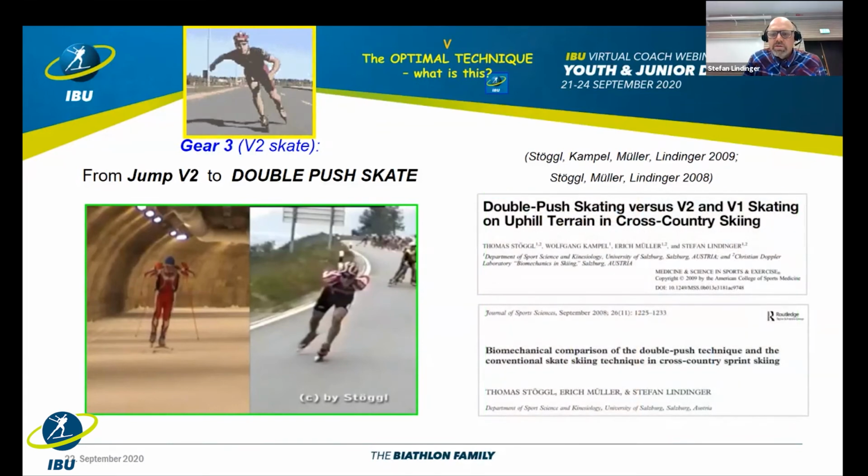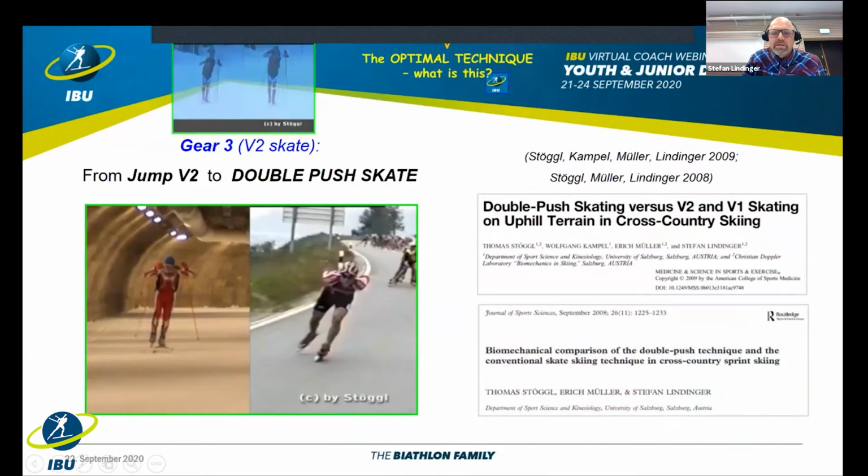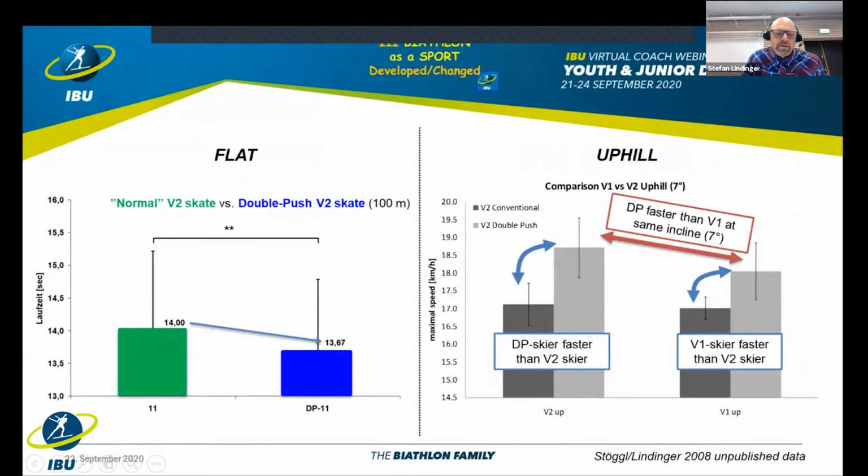It's published also in 2 papers, for whoever is interested in details. And what we find with double push is that in flat terrain, it's far faster over 100 meters compared to normal V2. And on the right side, we see it uphill. It's far faster than conventional V2, and it's also faster than V1 when you compare the 2 in 7-degree uphill. That's pretty interesting. So if you're able to double push skate, you have an advantage.